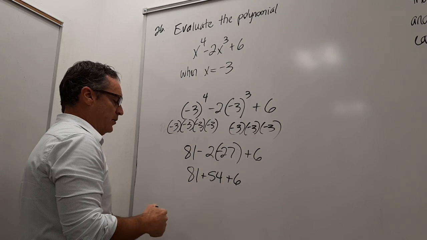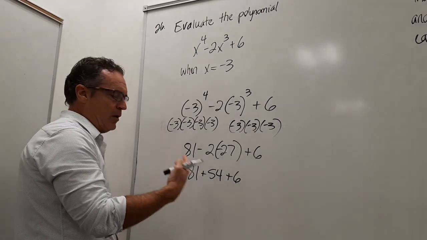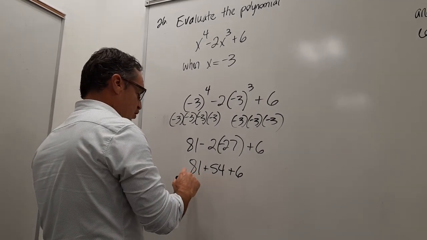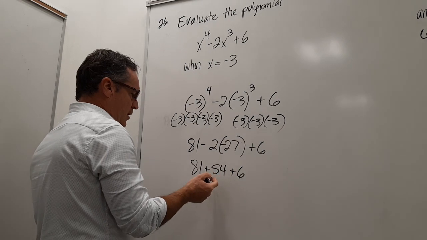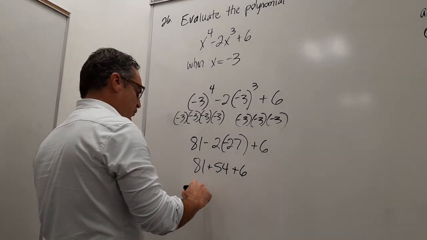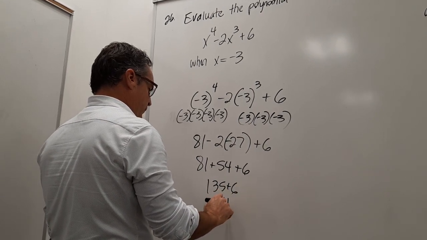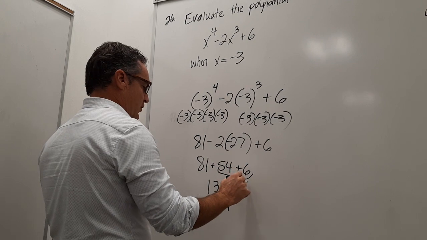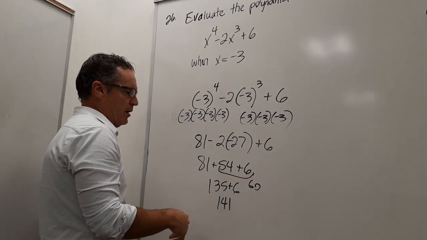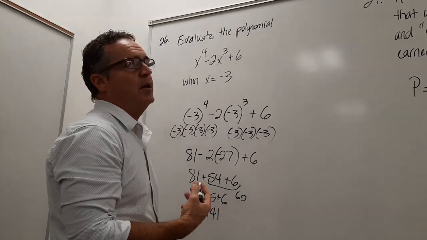I do my math a little differently when I'm not using a calculator. I like to take things that make really fast sense to me. I could do 81 plus 54 on a calculator and get 135 and then add 6 to that. 135 plus 6 makes 141. But another way to do that is just say 54 and 6 is 60, and 60 plus 81 is 141. That's just the way I would have done it in my head, okay? So 141. Evaluating a polynomial.